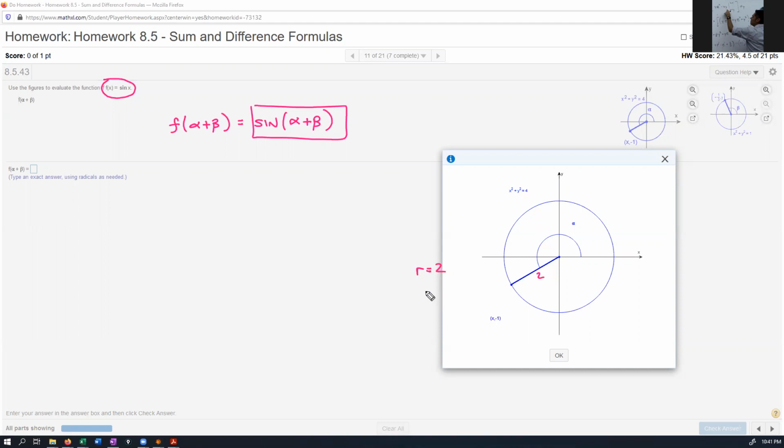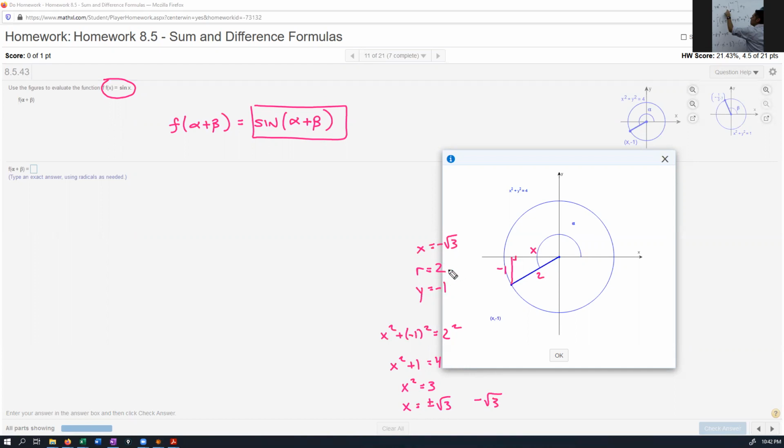We also know that the y coordinate is -1. And so if we do a little right triangle, this is -1. So we need to find the x coordinate, which is also negative, because we're down here in the third quadrant. So we do x squared plus -1 squared equals 2 squared. So x squared plus 1 equals 4. So x squared equals 3. So x is plus or minus root 3, but we're going to take the -1. So now we know that the x coordinate is negative root 3.